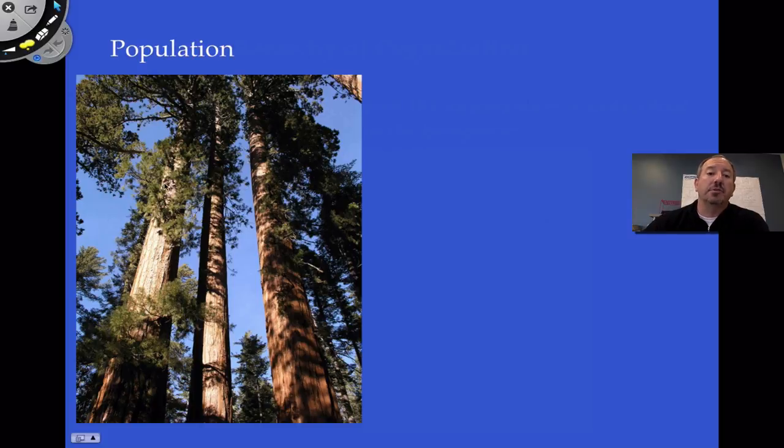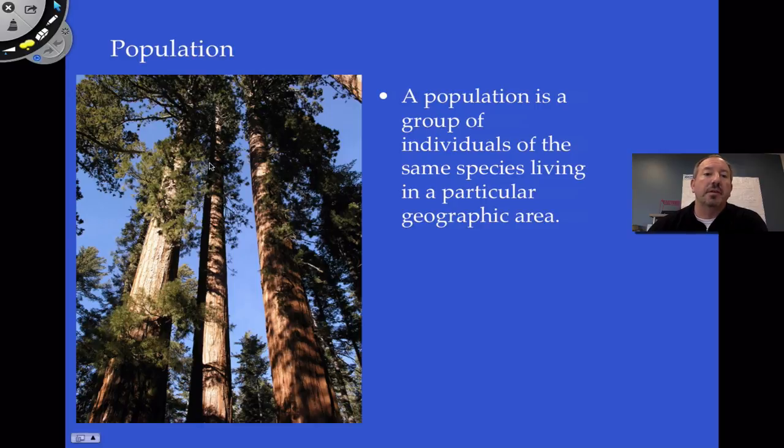The next level up is a group of organisms, in other words, a group of these sequoia trees. So it's a group of organisms of the same species living in a particular area. I could say that there's a population of sequoia trees living in a particular grove in Yosemite National Park. I could say it's the Mariposa Grove, and I could study that population. But there's another population of sequoia trees living in Sequoia National Park. Or there's another population living in the Tuolumne Grove or the Merced Grove.